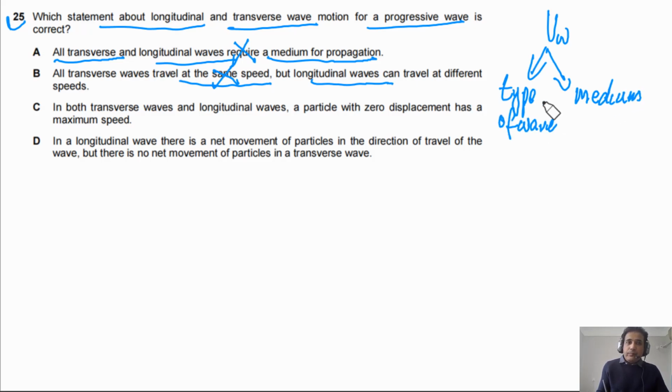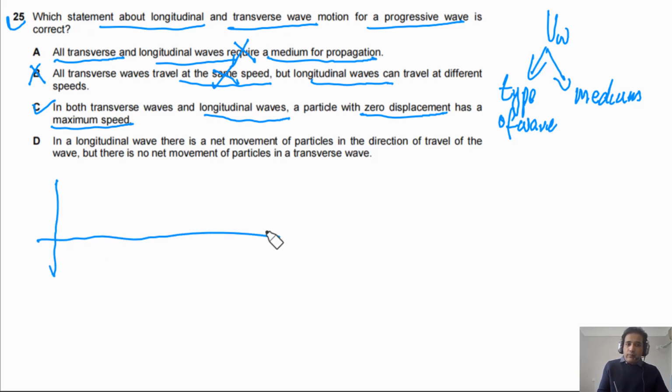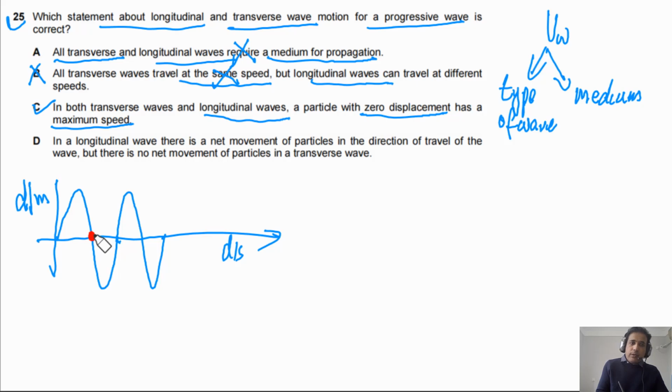Option C says in both transverse waves and longitudinal waves, a particle with zero displacement has a maximum speed. This option is correct. If we draw a wave, let's say the y-axis represents displacement and this represents distance. So the wave will look like this. In this case, the particle at equilibrium at this point will have the maximum speed, V max, and the particle at the top will have speed equal to 0 because its direction is changing. So option C is correct.